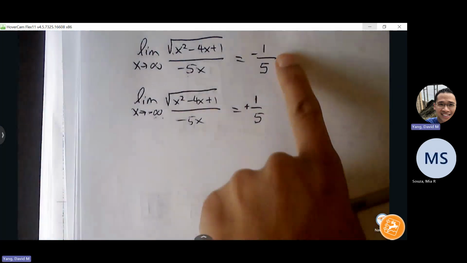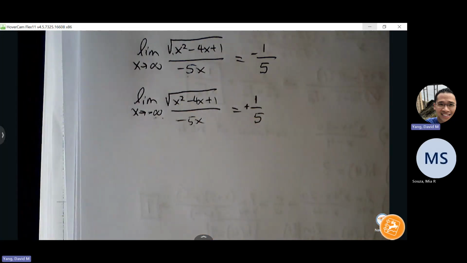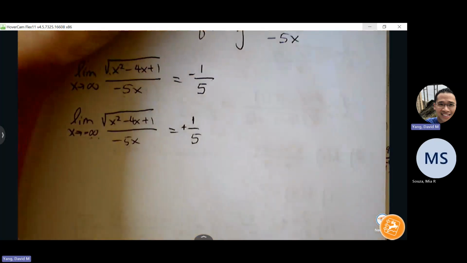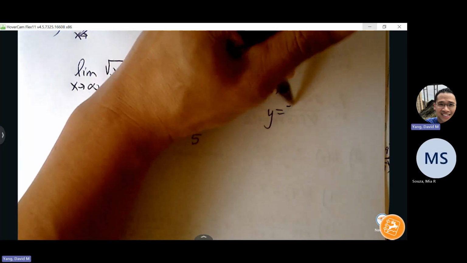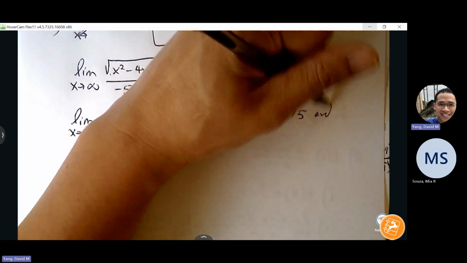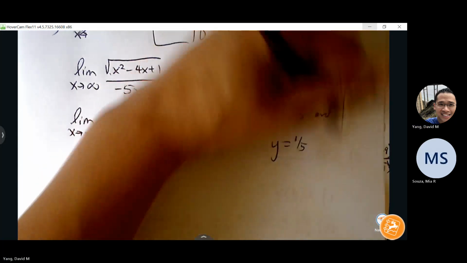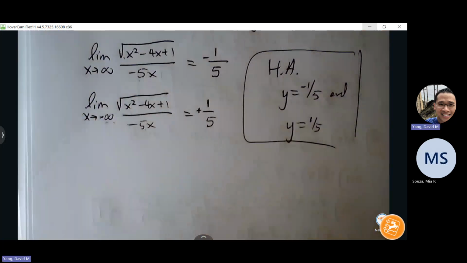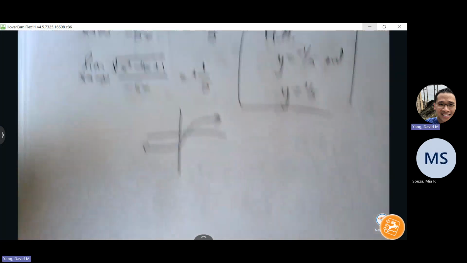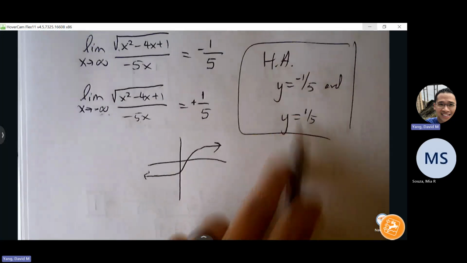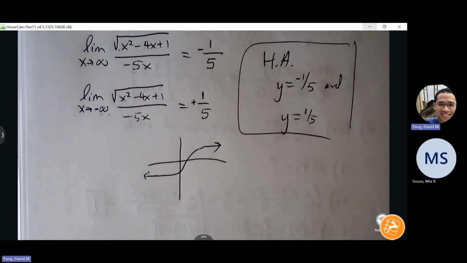So I'm going to have two asymptotes. The good thing is that they're the same numeric value, just different signs. So if I want to find the horizontal asymptotes, they are at y equals negative 1/5 and y equals 1/5. Different signs. So the graph may look something like this, where from one side it's negative 1/5, the other side is positive 1/5. You don't have to draw the graph. I just want to show you why we have two answers. I'll do one of those as well.